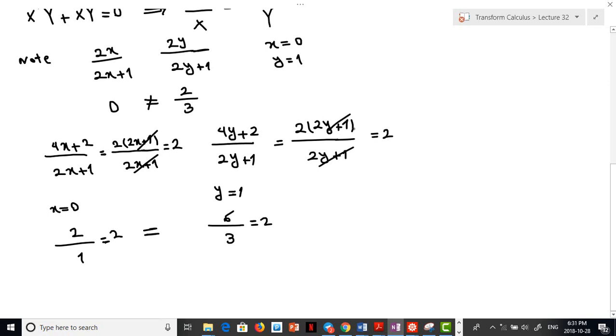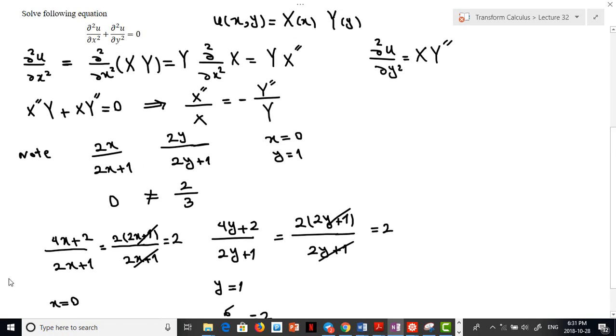So in fact, if we have two functions of different variables and they are equal, the only condition for them to be equal is that they should be constant. So here you can see that they are equal to 2. So it means that if here we have x double prime over x equal to minus y double prime over y, the only condition for them to be equal is that these two functions should be constant. So I call it minus lambda. Why minus? It's just for the sake of simplicity. You can consider it as plus lambda.